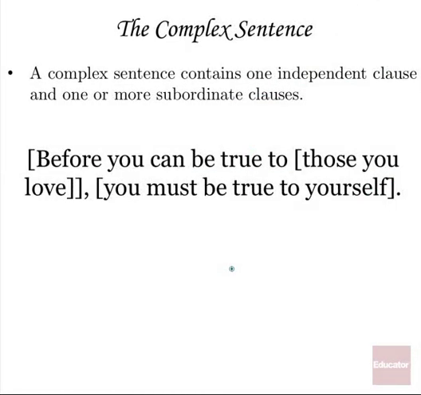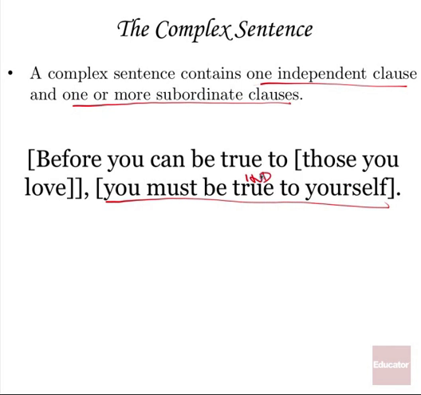Now we come to the complex sentence. A complex sentence contains one independent clause and one or more subordinate clauses. So the subordinate clauses have finally come in. Before you can be true to those you love, you must be true to yourself. Well, you must be true to yourself is an independent clause. As we saw on a previous slide, it stands alone as its own sentence. Before you can be true to those you love is a subordinate clause.